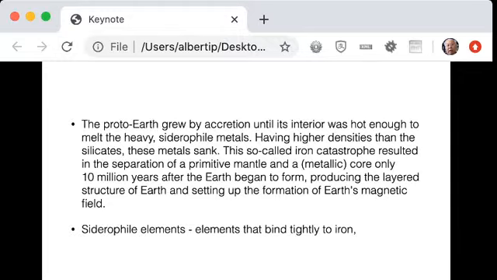The magnetic field is a consequence of the mainly iron in the middle of our Earth.